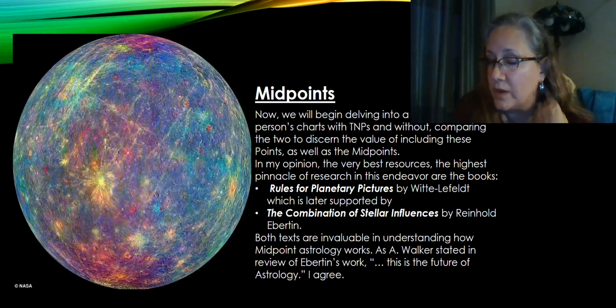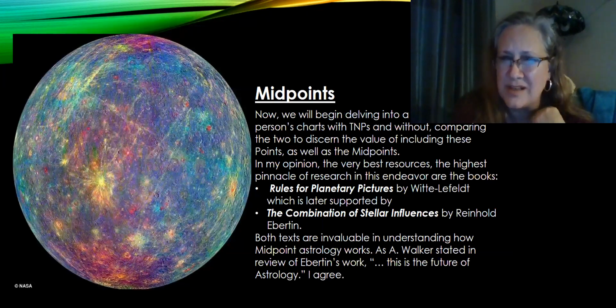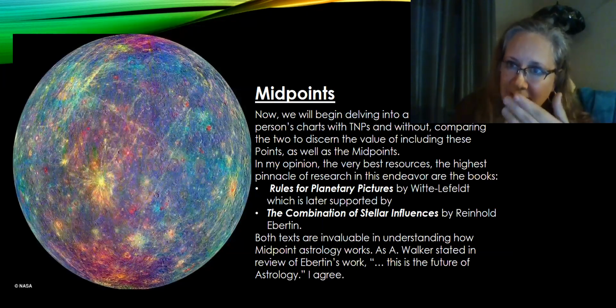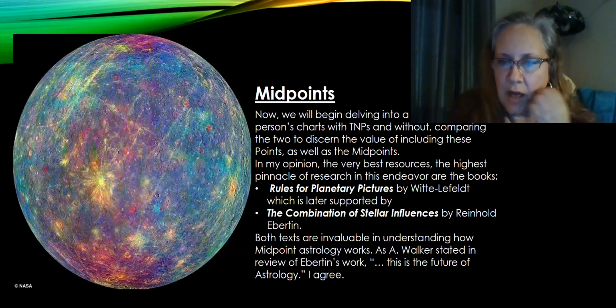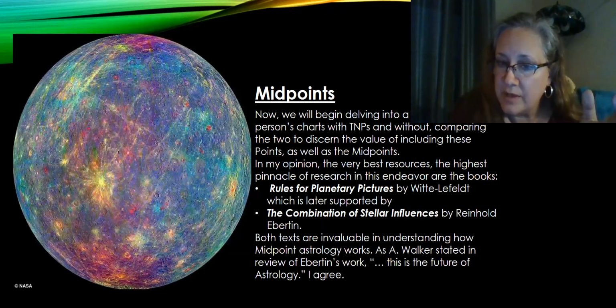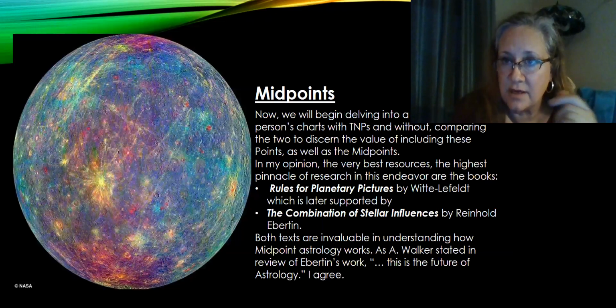I forget when the first printing was, but I think it was 1936. And it was before they had TV, but they actually had a degree for television. So anyway, later, Reinhold Ebertin made his own without the Trans-Neptunians, and that's The Combination of Stellar Influences. These two books are invaluable for going further into studying midpoints, which are huge.